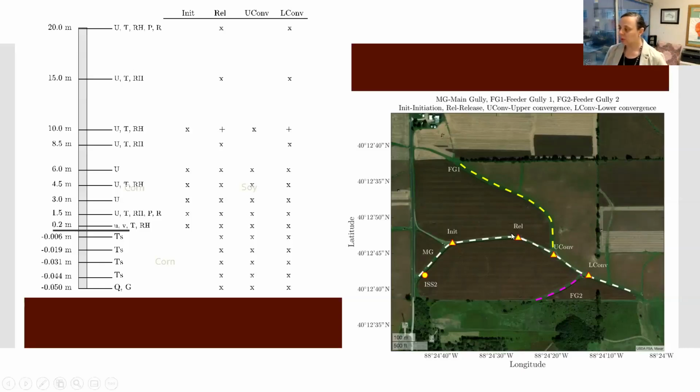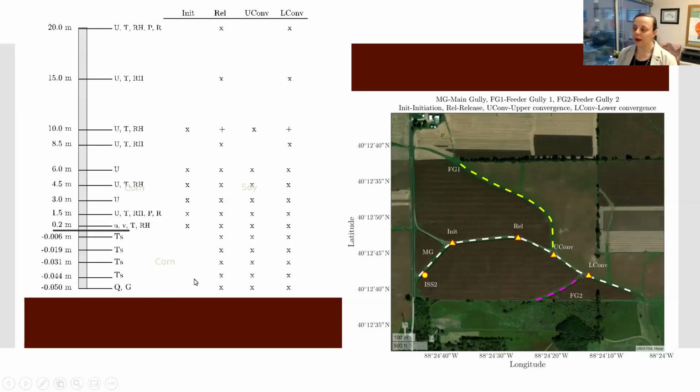The second tower was the release tower, which is where we were releasing that smoke. And then the 2 convergence towers, upper convergence and lower convergence, were both at the edge of where feeder gullies were coming in to the main gully. So these are the areas where we thought we would see this converging flow.